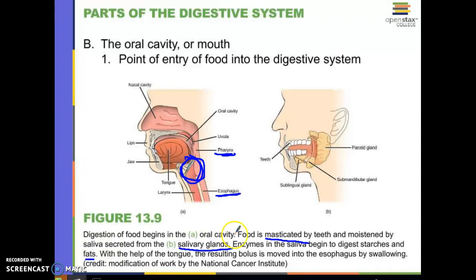Sometimes it seems to malfunction a little bit, and then we talk about how, if you've ever had that experience of it going down the wrong way, down the wrong pipe, it's because for some reason that epiglottis just didn't do its job right at that point in time.